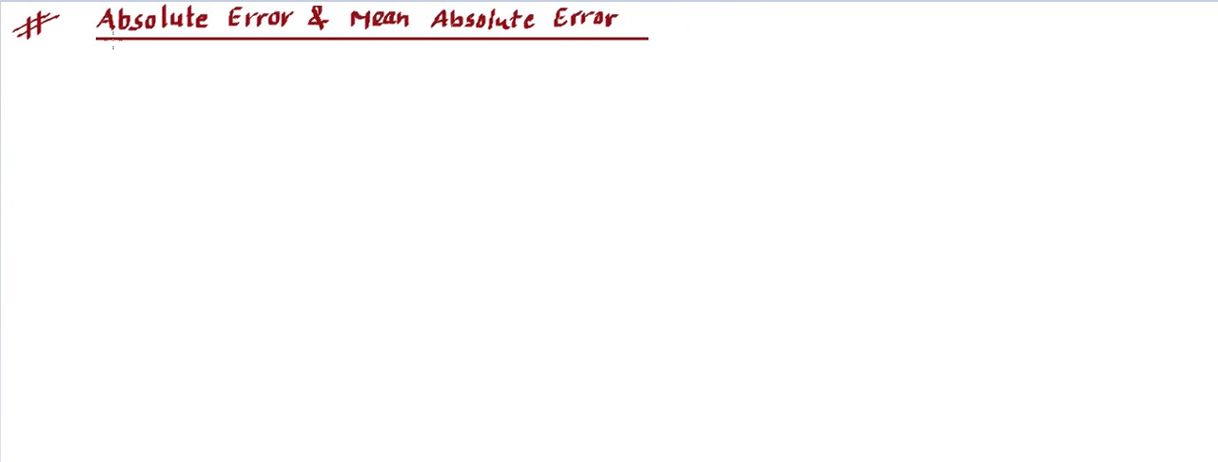So now let's talk about absolute error and mean absolute error. It would be better if we start with an experiment. So let's say there's an experiment taking place, and let a physical quantity x be measured.